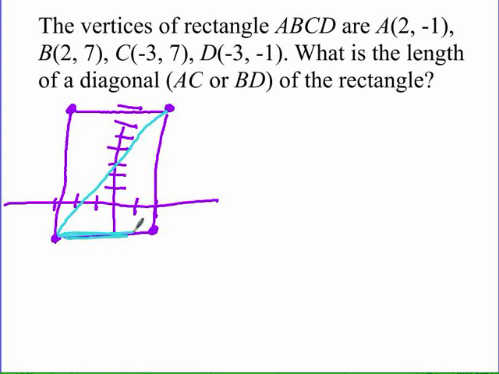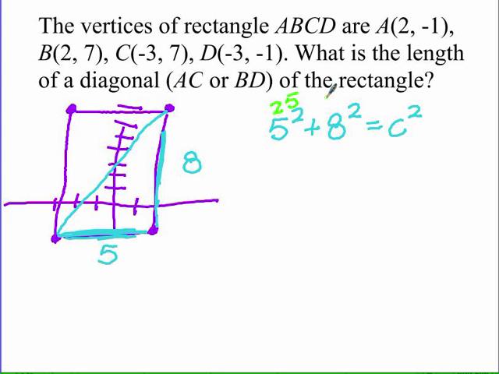So what's my horizontal length here? 5. What's my vertical length here? 8. So then you would just use the Pythagorean theorem or the distance formula. It doesn't matter which one. We could do the Pythagorean theorem. 5 squared plus 8 squared equals c squared. 5 squared is 25, 8 squared is 64. So 25 and 64 is 89. So your answer would just be root 89.